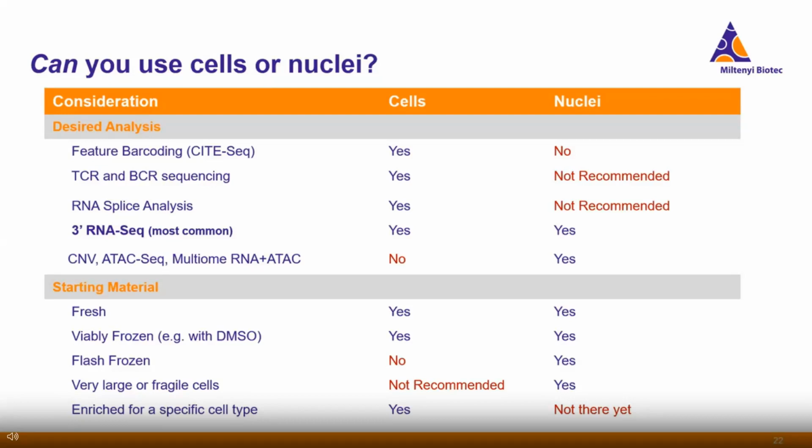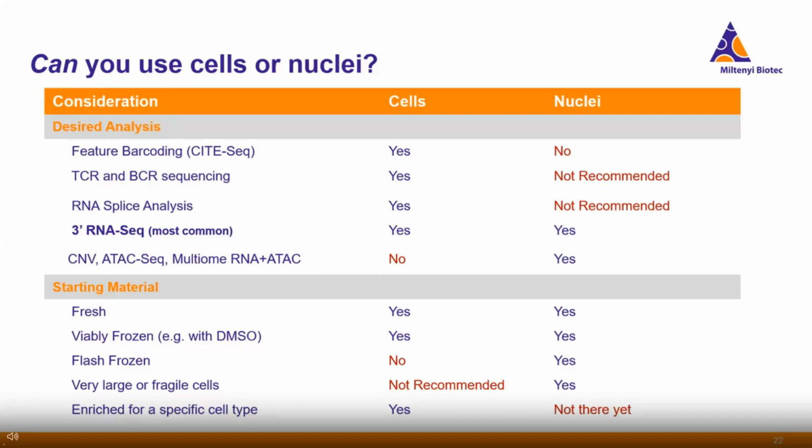Your starting material may also limit whether you're able to use cells or nuclei. For example, if you have flash frozen tissue, then your only option is to sequence the nuclei since it's not possible to obtain viable cells from flash frozen tissue. Or if you're interested in analyzing very large or fragile cells that do not survive the dissociation process or perhaps are too large for the microfluidics of your single cell sequencing platform, then nuclei are the best option.